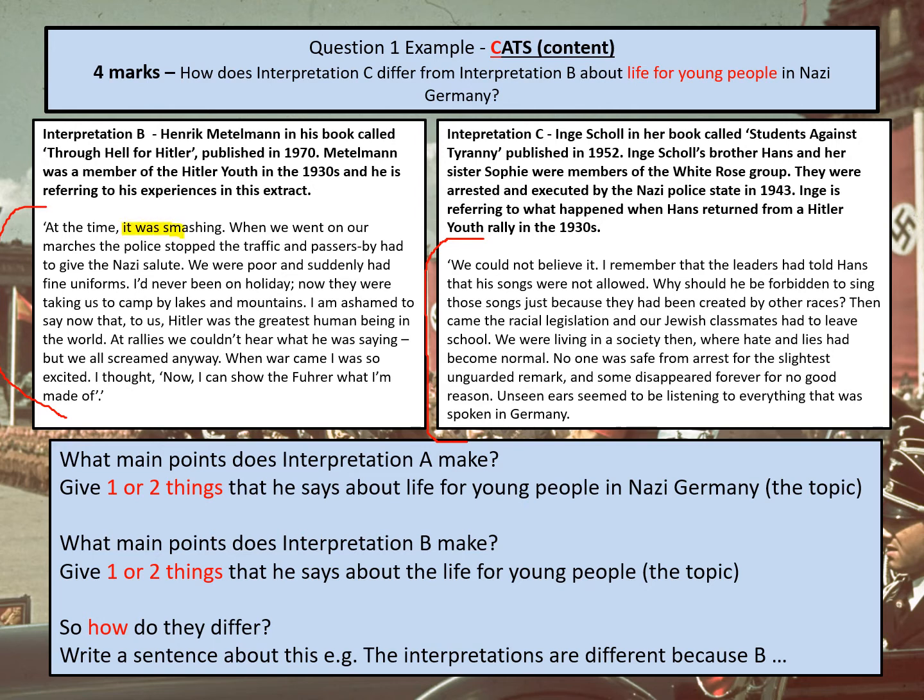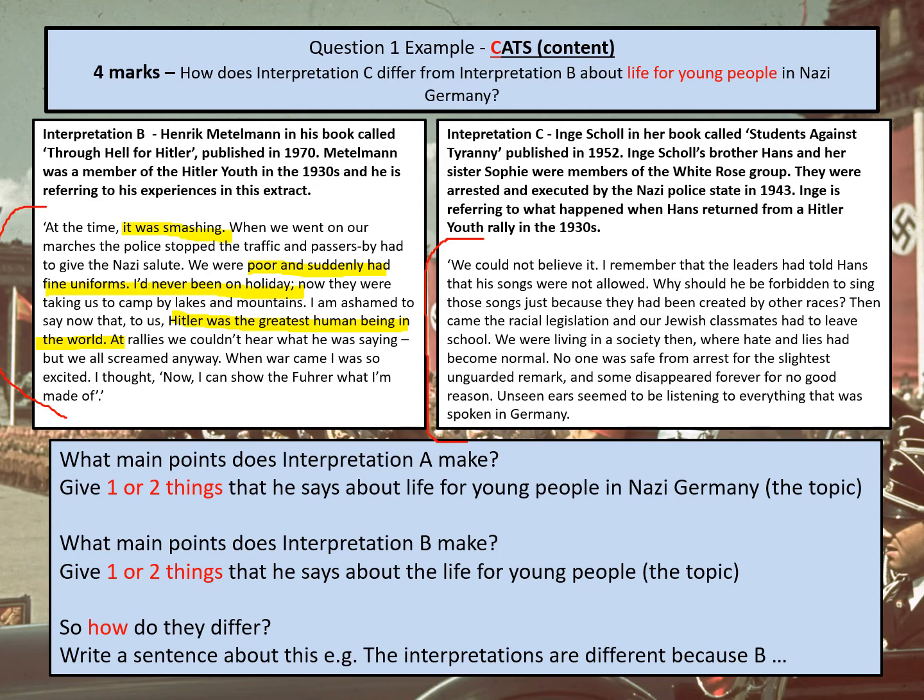So for example, interpretation B. He talks about it being smashing, doesn't he? He talks about the fact that this is a really exciting time for him. He also talks about the fact that he was poor, but now he was going on holidays and having fine uniforms. Well, again, you've got to think about the fact that shows that his life has improved. He also talks about the fact that he thought that Hitler was the greatest human being in the world. Again, that's suggesting that he was quite happy with the policies at the time.